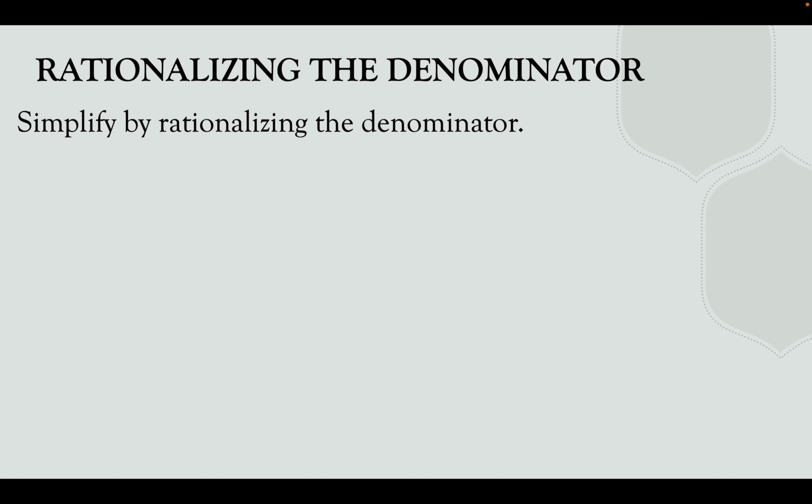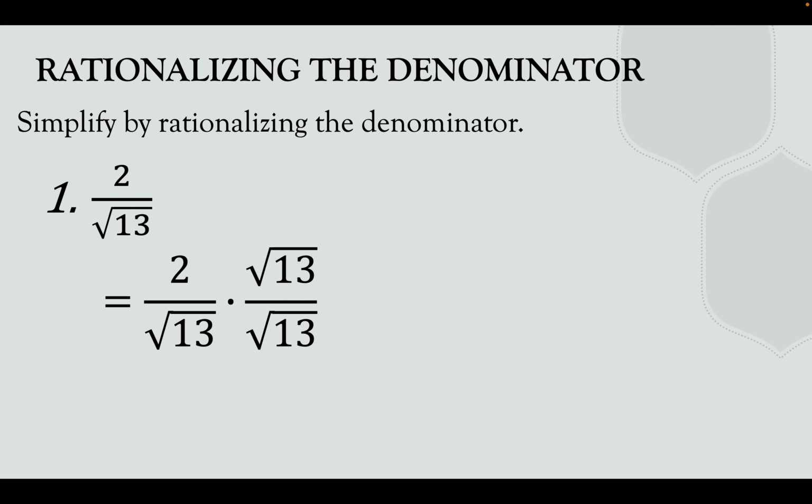So simplify by rationalizing the denominator. So we have here example number 1, 2 over square root of 13. Now, we will use rationalization in this one. Now class, our goal here is that there should be no square root in the denominator, or the radical sign there, we will remove that one. So how? We will use rationalization. So we just need to multiply both numerator and denominator by square root of 13, since our goal here is to eliminate the radical sign in the denominator.